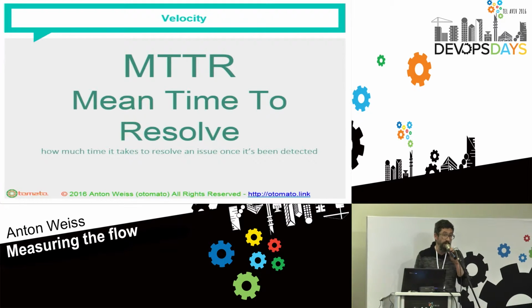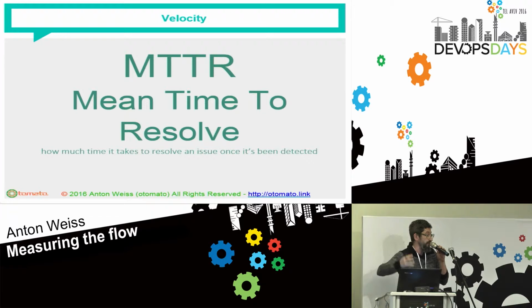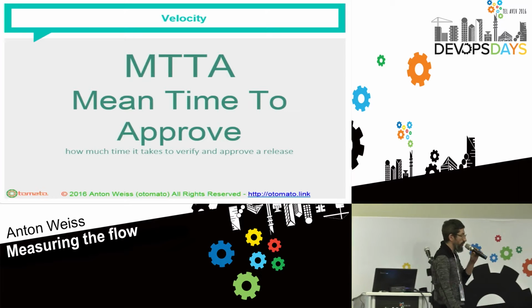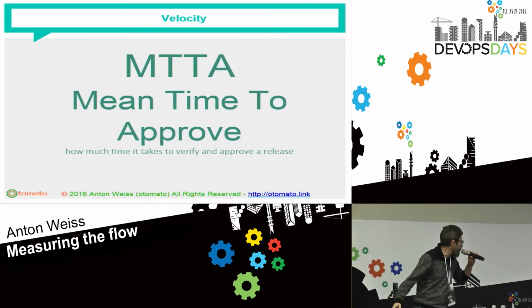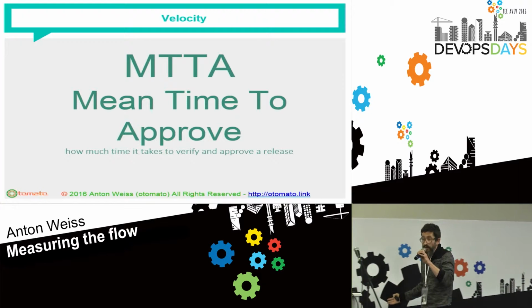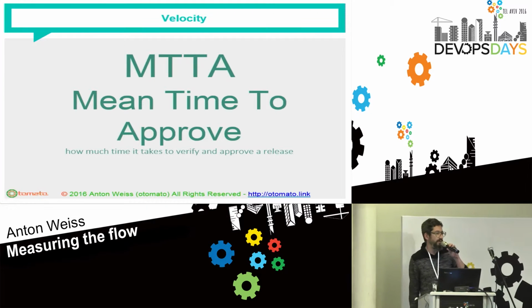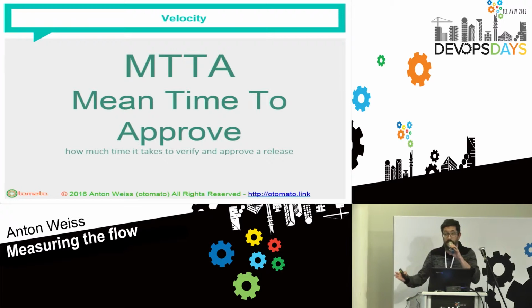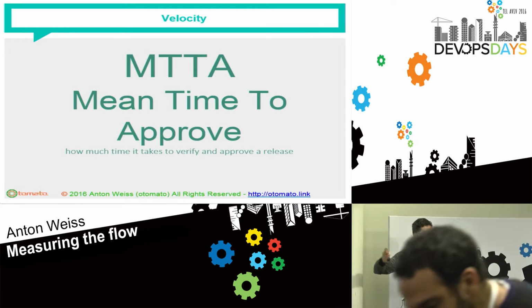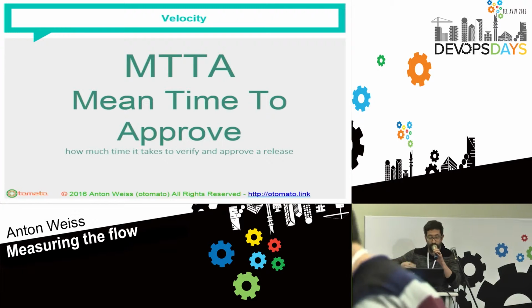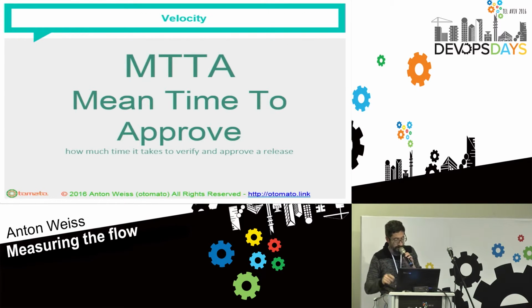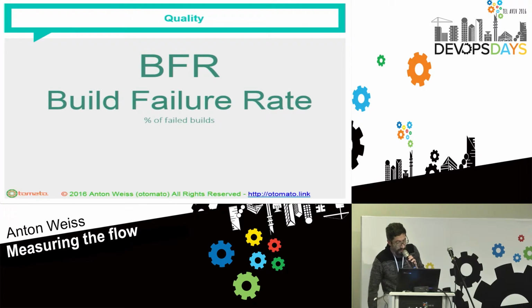And mean time to resolve: once a bug has been detected, how much time does it take us to resolve it? If we're very agile and we can react fast, this is a good thing. We're actually doing continuous delivery. And mean time to approve: how much time it takes us to verify and approve a release. Again, if we're doing continuous everything, this will probably be seconds, but we usually start with monthly or quarterly releases. And we need to be able to track if we're going in the right direction, if we're actually making this smaller and shorter.